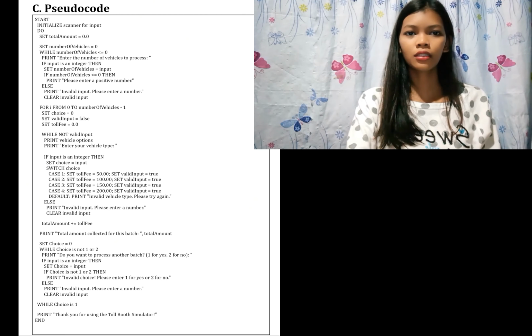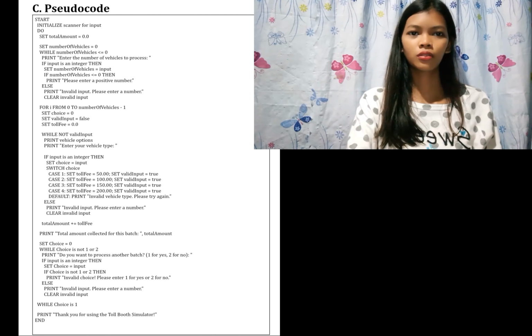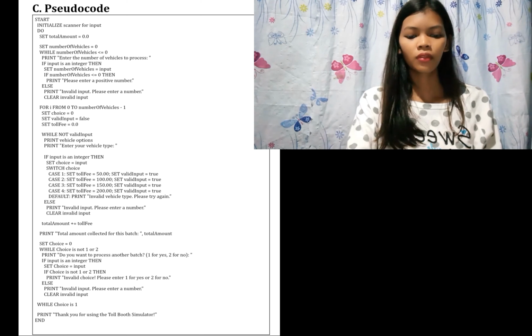After a valid vehicle type is chosen, the toll fee for the vehicle is added to the total amount. Print total amount collected from this batch. After all the vehicles in the batch have been processed, the total amount of toll fees is displayed.